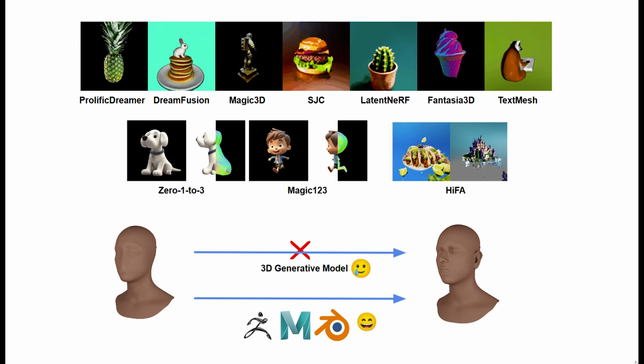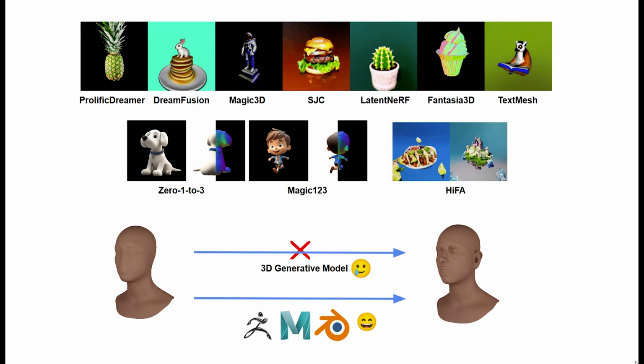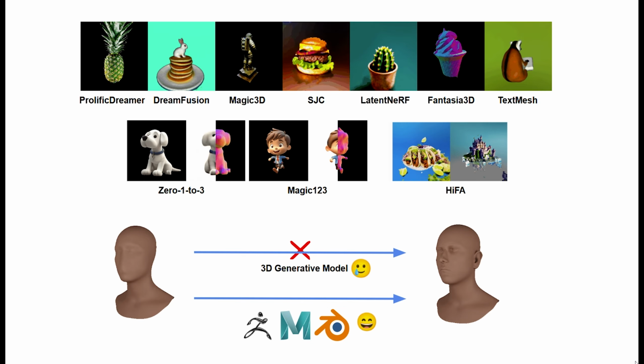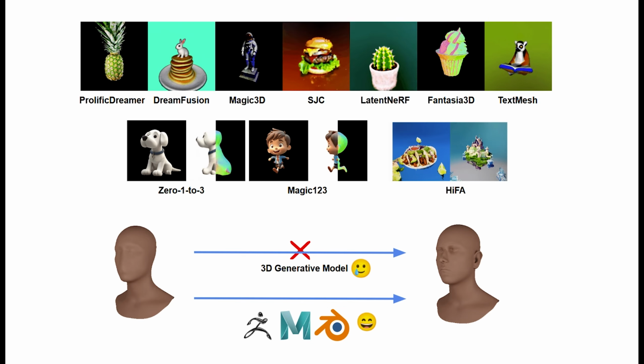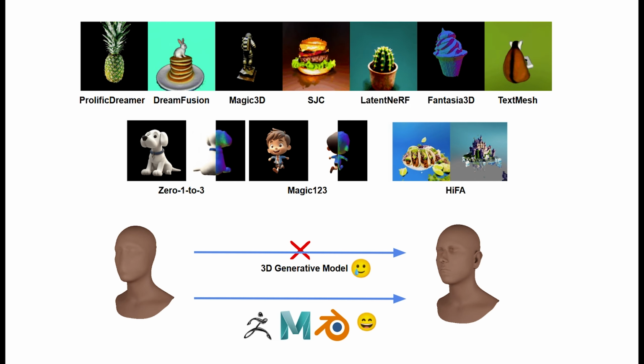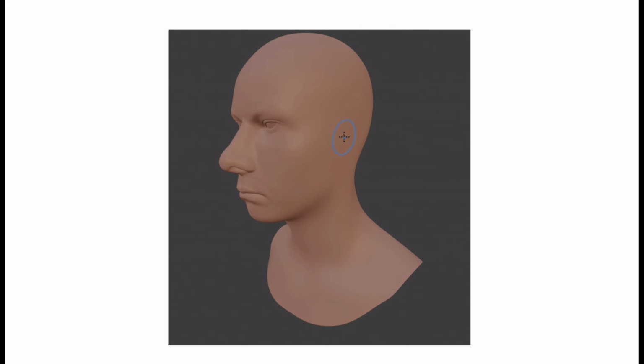Consequently, tasks easily accomplished in traditional workflows, such as adding detail to a human head in Maya, ZBrush, and Blender, remain challenging with generative models. To address these limitations, we adopt an existing workflow where artists enhance a base mesh by stamping details onto its surface using vector displacement maps, VDMs.